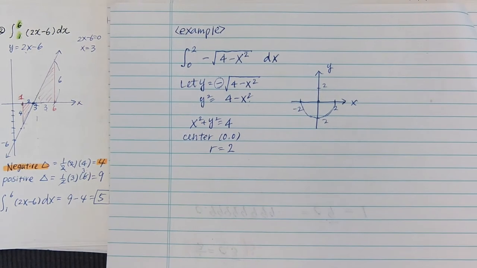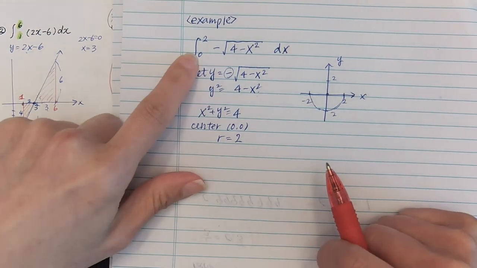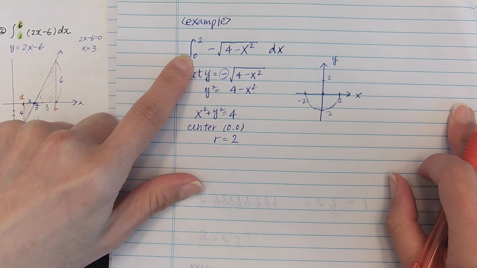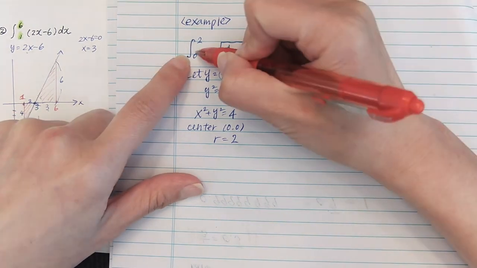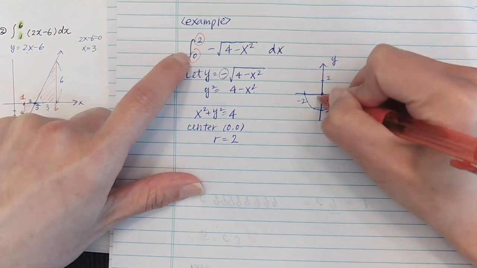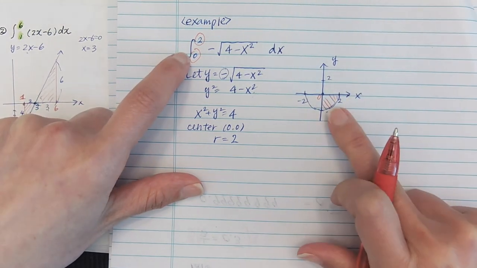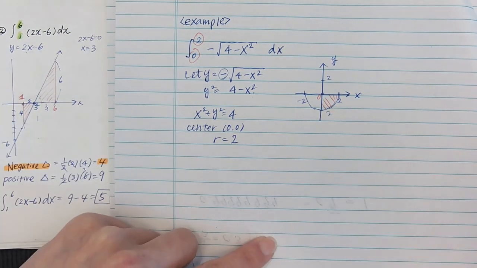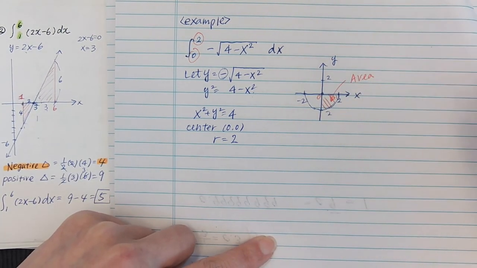Then, what am I looking for? Area from what? Half of that. 0 to 2, right? Oh, it's 0 to 2. This area. Oh, that's my area. Right? Oh, that's the area I'm looking for.